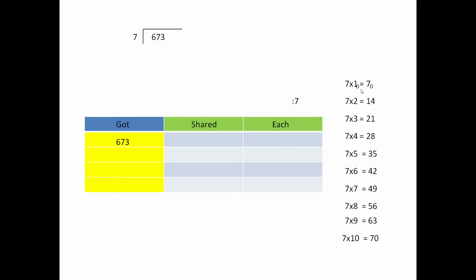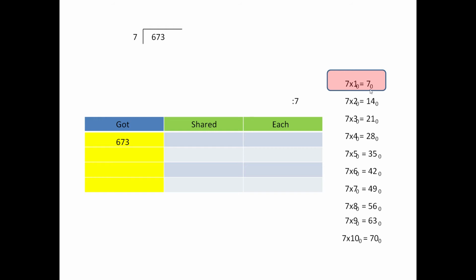7 times 10 is 70, 7 times 20 is 140, 7 times 30 is 210, 7 times 40 is 280, 7 times 50 is 350, 7 times 60 is 420, 7 times 70 is 490, 7 times 80 is 560, 7 times 90 is 630, and 7 times 100 is 700. And we've got 770.